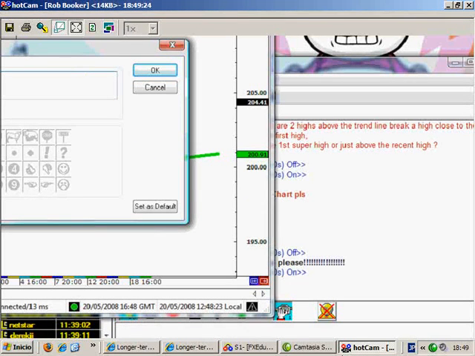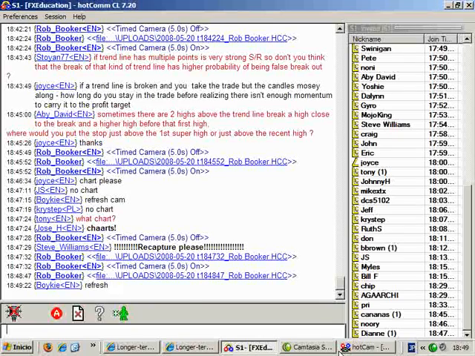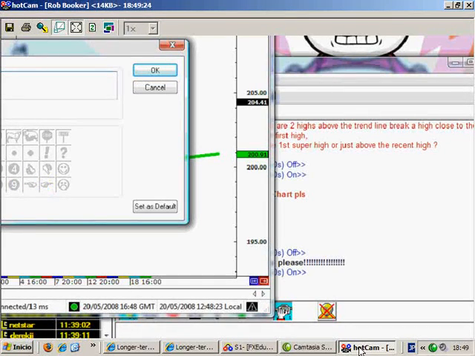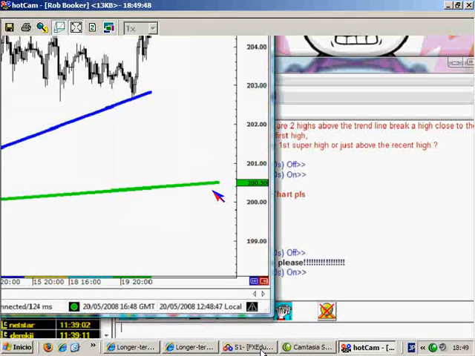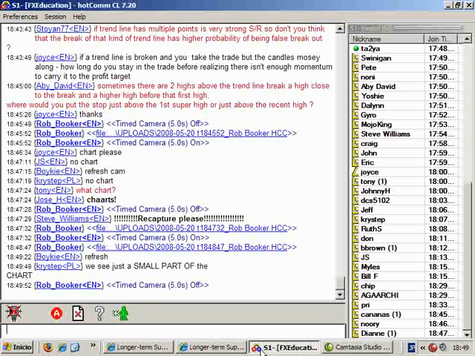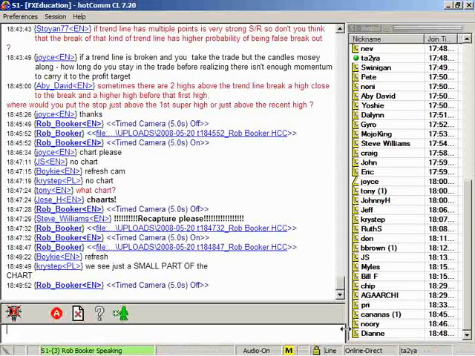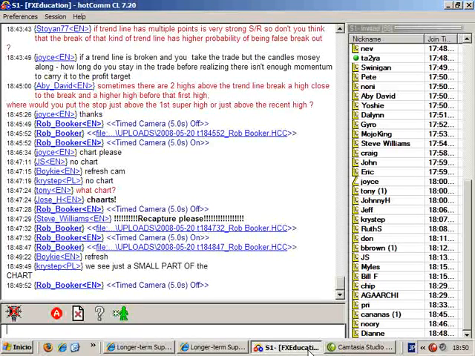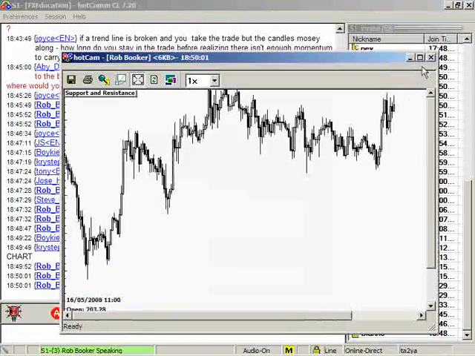I think it's obvious that we could draw a blue trend line under here. There we go. There's your trend line. A break of the blue trend line leads to the green trend line. Fantastic. I'll capture that all over again. Just give me a sec. I'm going to erase the line and redraw it for everybody.